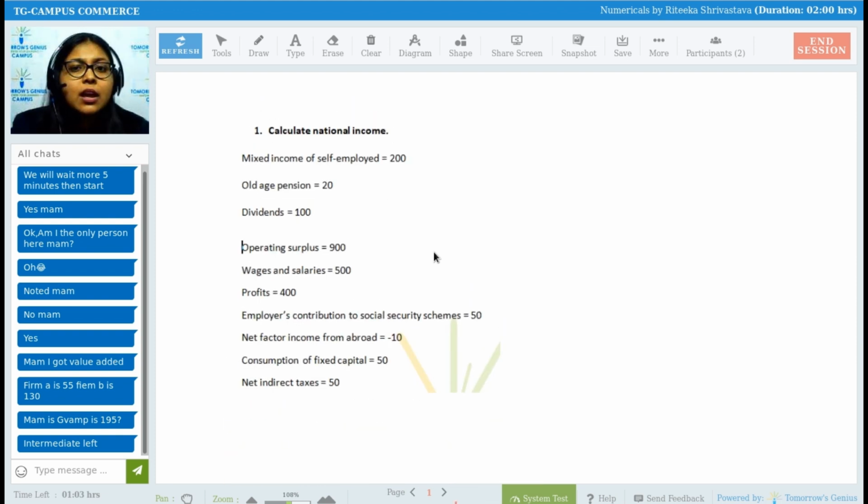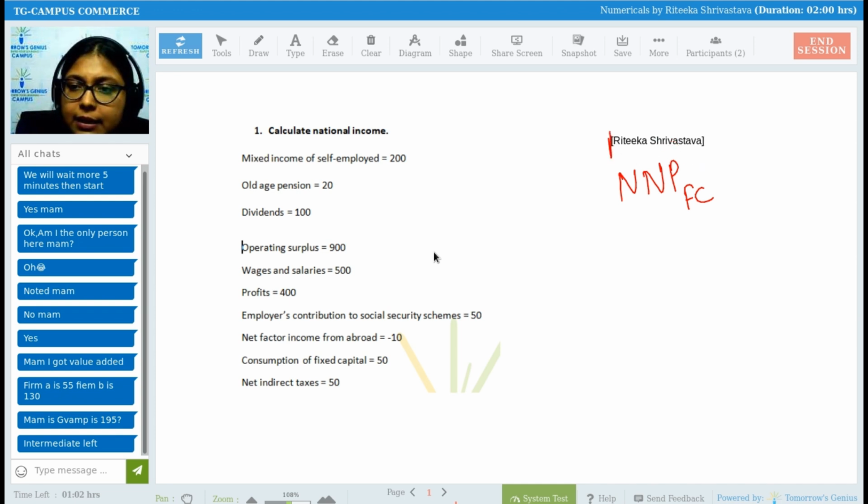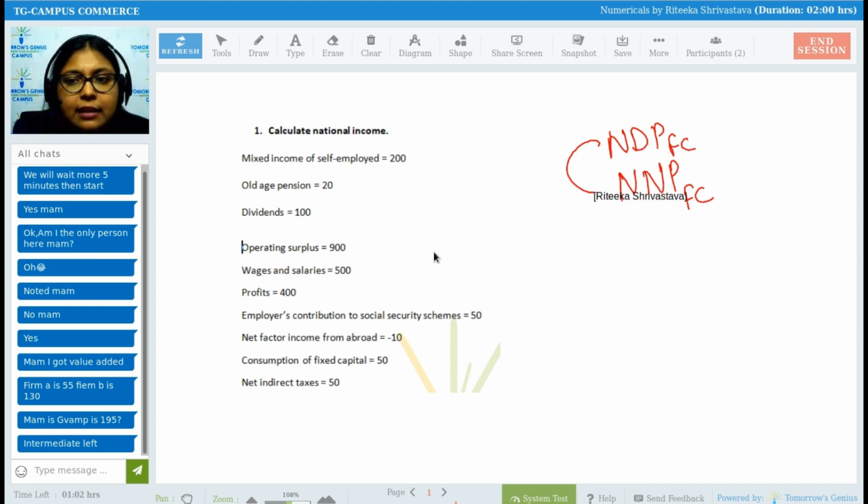Okay, this is the question. You have to calculate national income. So again, for that, you should know the aggregate of national income. The aggregate of national income is NNP at FC. Again, we are going to solve the questions based on the income method. So first of all, you will have to find out the aggregate of the income method, and then you will have to find out the aggregate which has been asked in the question. The aggregate of the income method is NDP at FC. So first you'll find out NDP at FC, then the aggregate which has been asked in the question, that is NNP at FC. Okay, that's all.